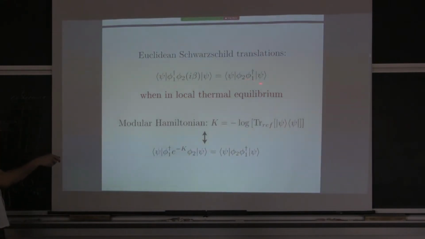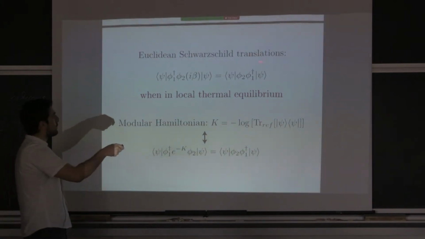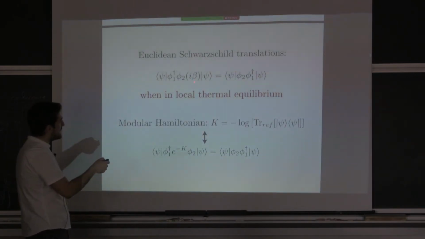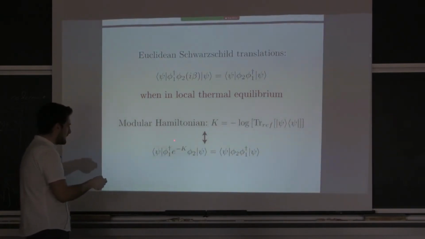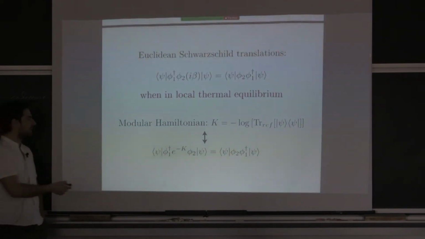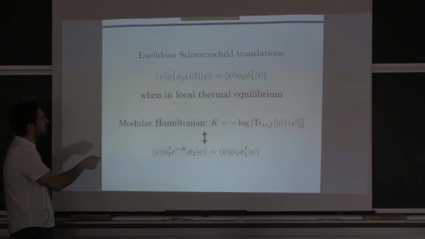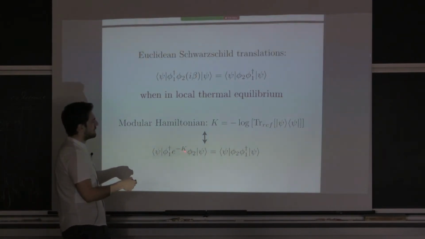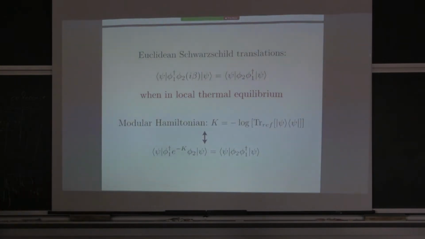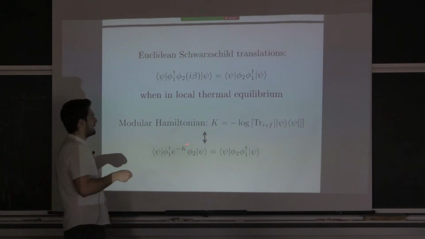So local thermal equilibrium means that near-horizon operators near my probe satisfy this condition, where this is Euclidean Schwarzschild time translation. But the modular Hamiltonian is defined as precisely this KMS operator for any state and for any operators. So this is a statement close to my probe black hole. This is a statement for all operators. Here I'm being a little fast. The thing that satisfies this KMS condition is the so-called total modular Hamiltonian, which is a combination of this modular Hamiltonian and the reference one, but I'll suppress this for now.